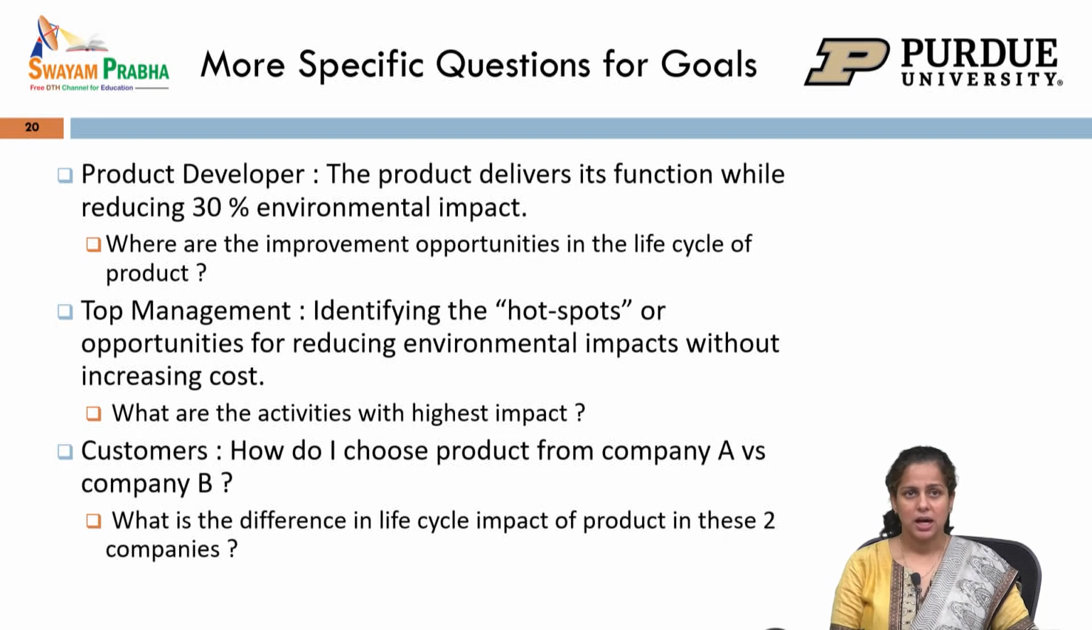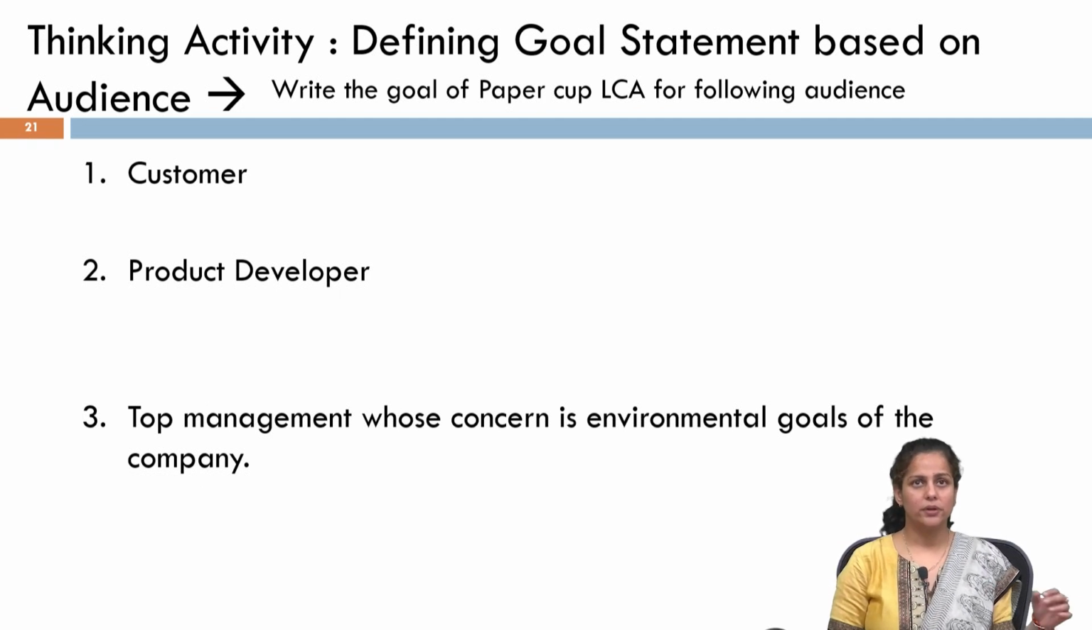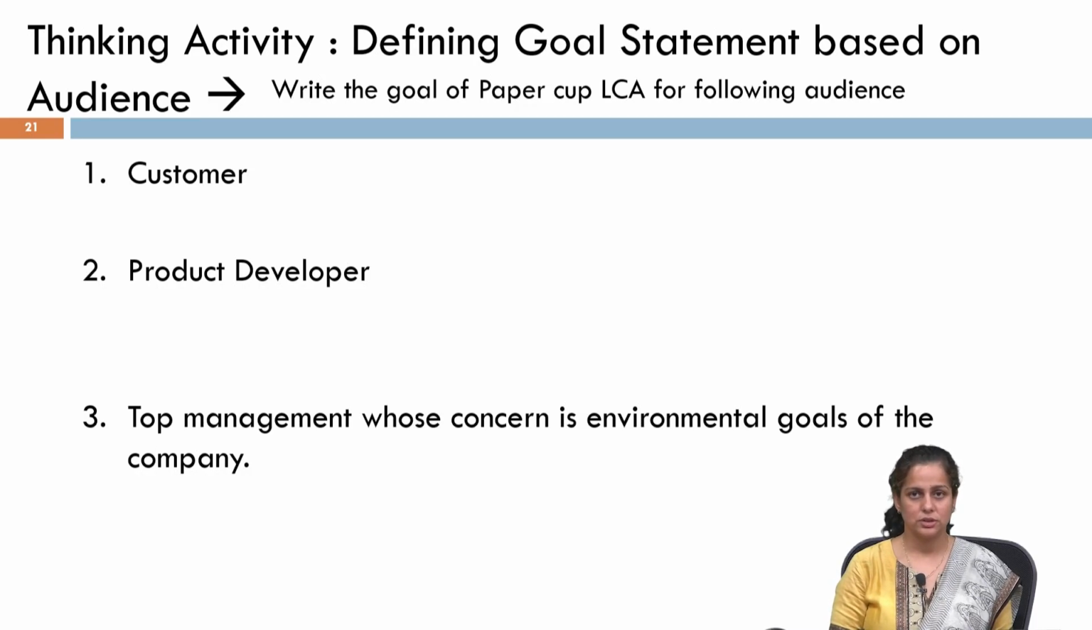Then customers: how do I choose between a product from company A versus from company B? They would be mostly interested in the life cycle impact of the product in these two companies. With these specific questions, let us do a simple thinking activity where I would ask you to write goal statements, and your intended audiences are different for each case. So, first we will think about the customer, then the product developer, and then the top management. The idea of writing this goal statement is to really narrow down what your LCA could be used for once you have finished the study.